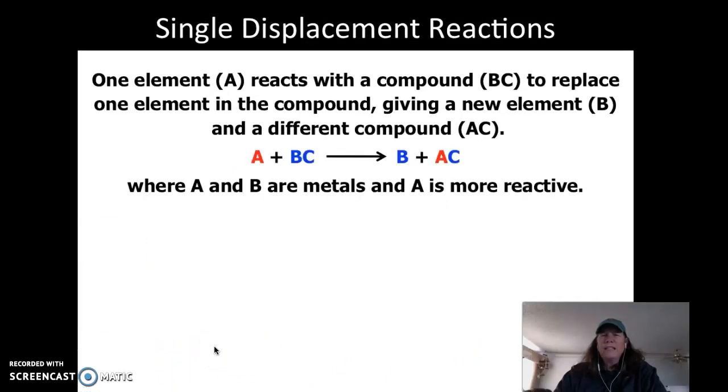Okay, a single displacement reaction is what happens when you have A, an element by itself, and a compound. A is going to push out something, in this case B.